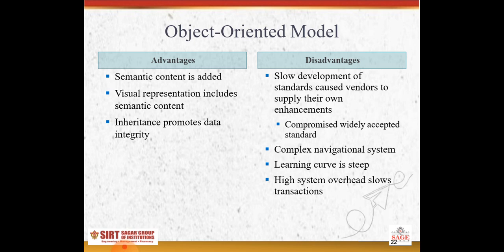Advantages: semantic content is added, visual representation includes semantic content, inheritance promotes data integrity. Disadvantages: slow development of standards causes vendors to supply their own enhancements, compromising widely accepted standards, complex navigational system, steep learning curve, high system overhead, and slow transition.